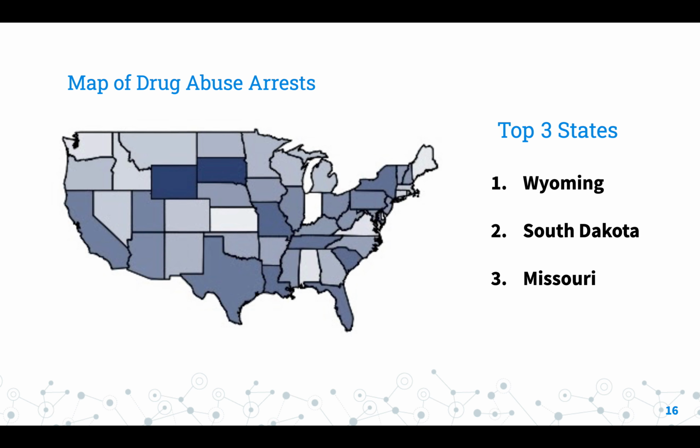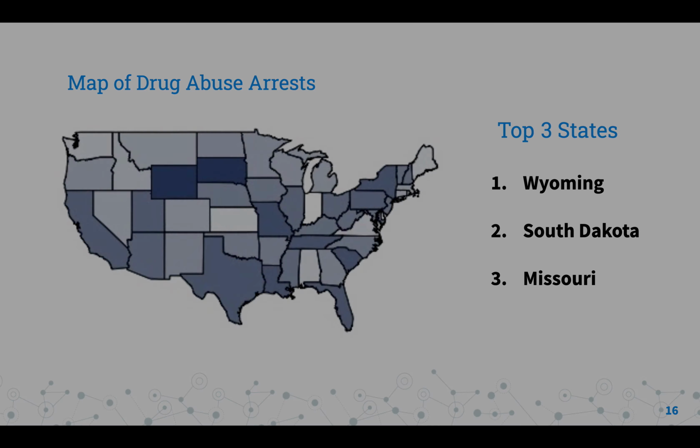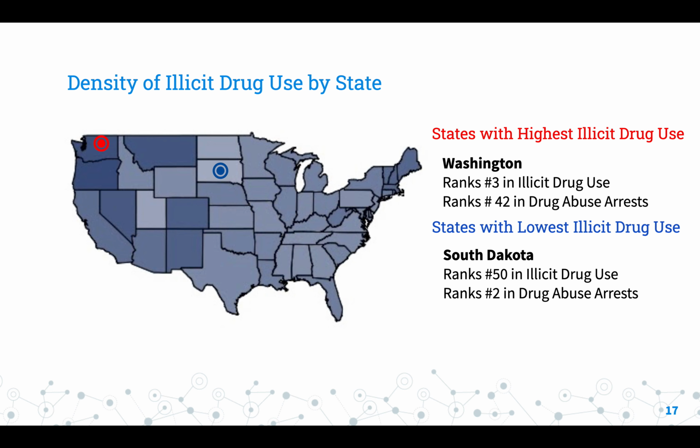So we have a choropleth map of drug abuse arrests. Our top 3 states were Wyoming, South Dakota, and Missouri. Density of illicit drug use by state is displayed in this map. States with the highest illicit drug use were Washington, which ranked number 3 in illicit drug use, and ranked number 42 in drug abuse arrests.